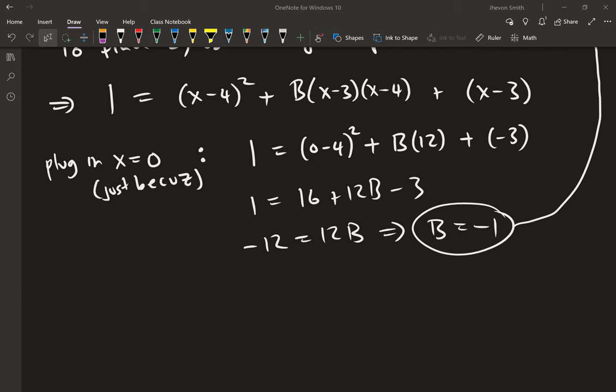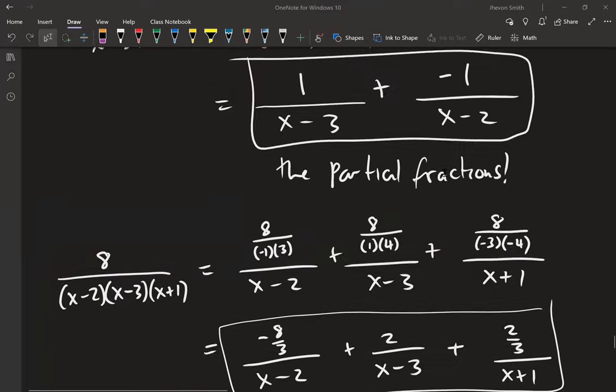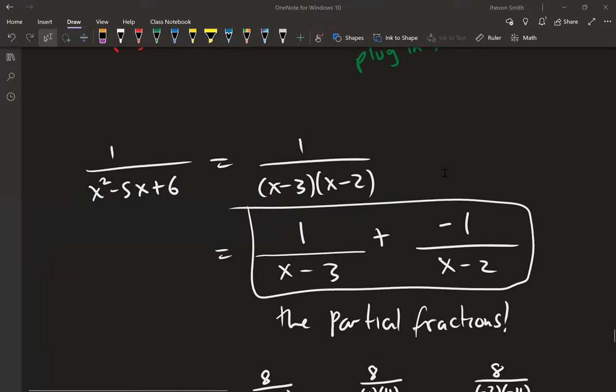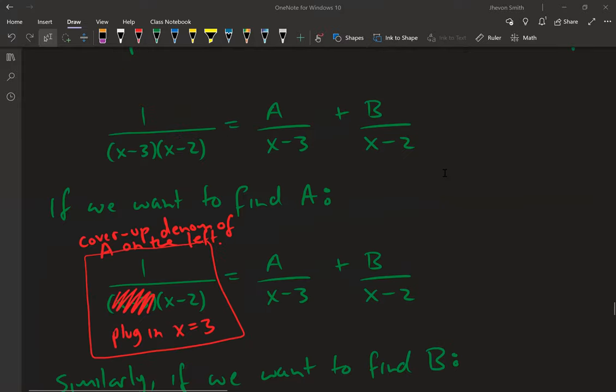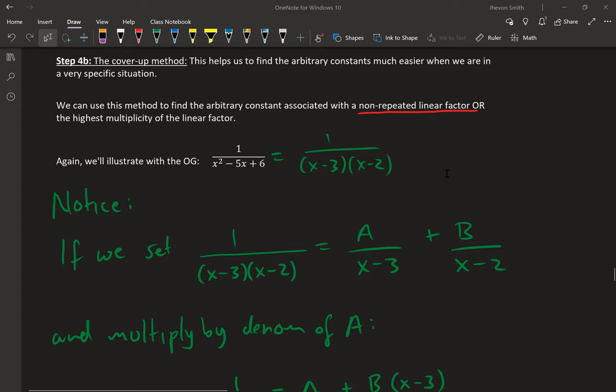Anyway, with practice, again, a lot of things, even if you're learning it at first and it's kind of weird, with practice, you will get very good at it. And I'll talk about that in a future lecture, actually. Tell you guys a little story later on. But that is the cover-up method.